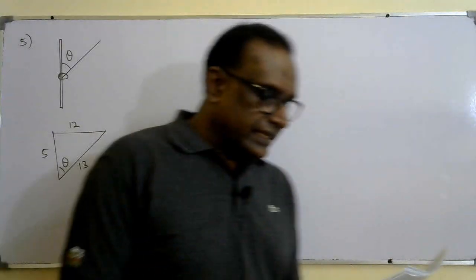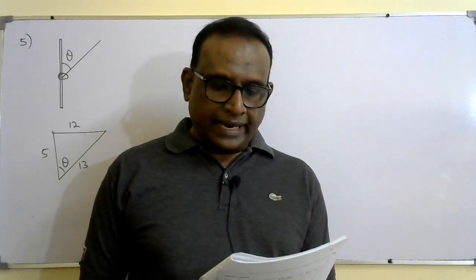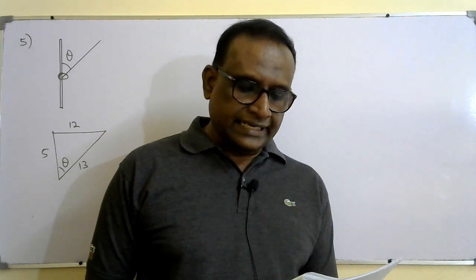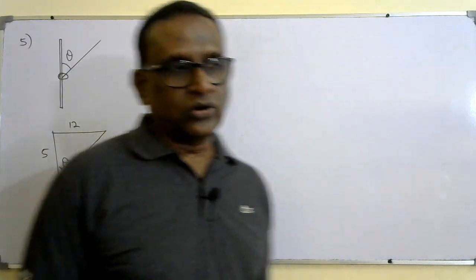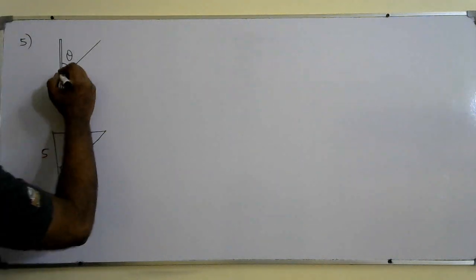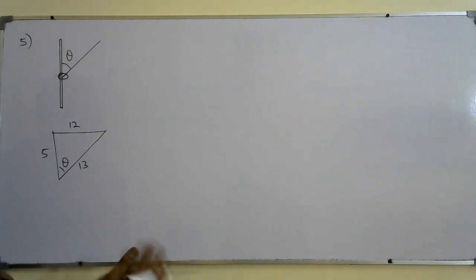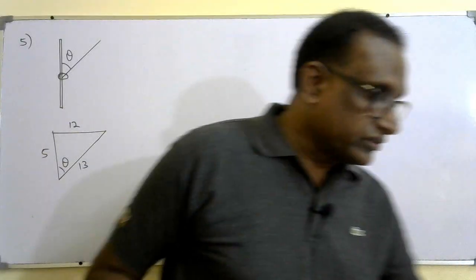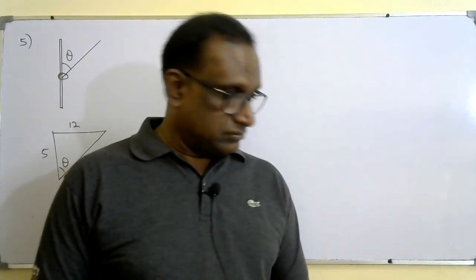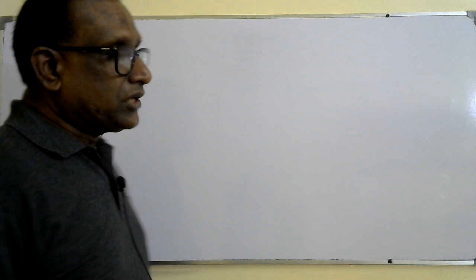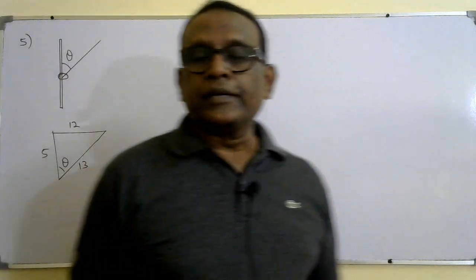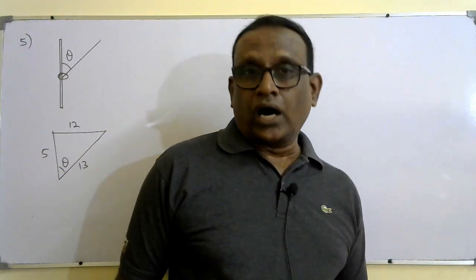Given that the ring is in equilibrium and that the tension in the string is 10 Newton, find the magnitude of the frictional force acting on the ring. Okay, so the frictional force acting on the ring, we don't know the direction of the friction. That's the reason the next part, maximum and minimum tensions, are there. Anyway, at limiting equilibrium, the friction is given by F equals mu R.